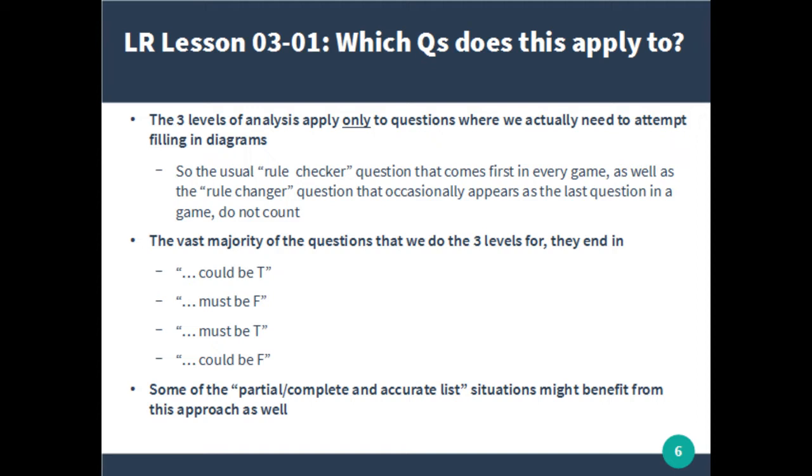So now that we've discussed which questions don't use the 3 levels of analysis, it begs the question, well, which questions do use the 3 levels of analysis? And that means pretty much everything else. The vast majority of questions that we end up doing this 3-stage analysis for end in could be true, must be false, must be true, or could be false.